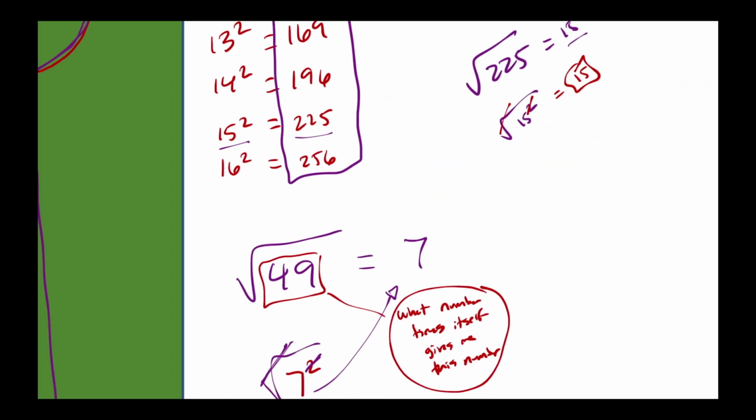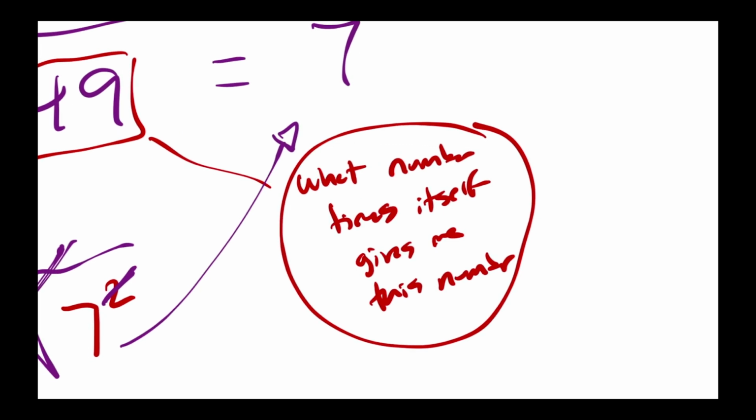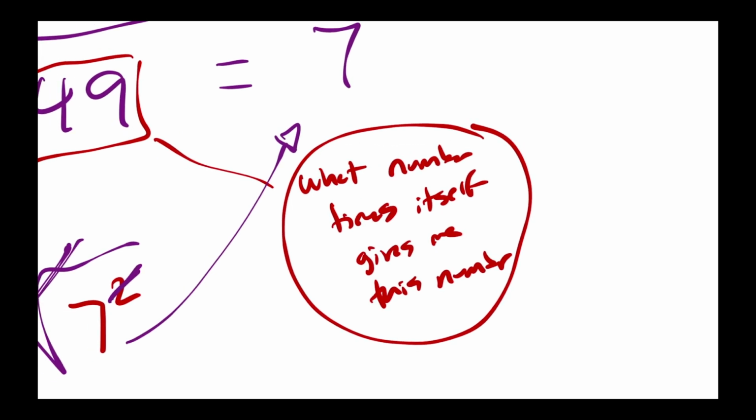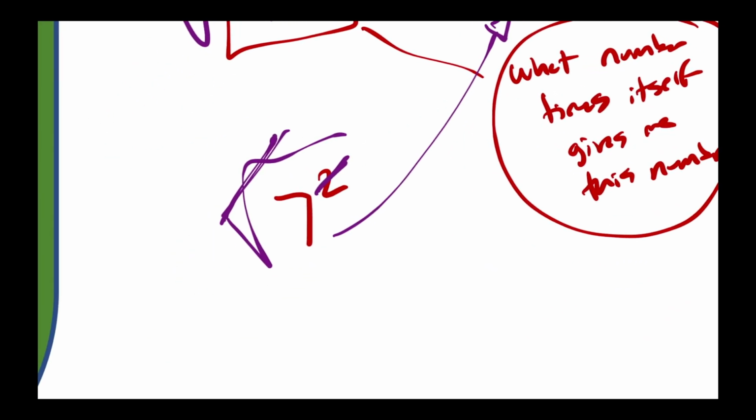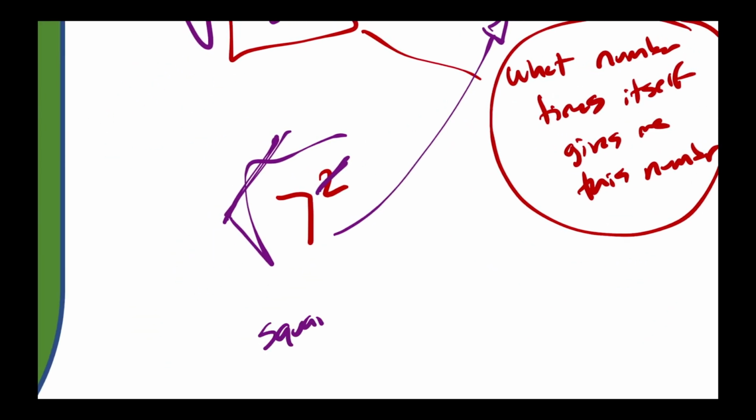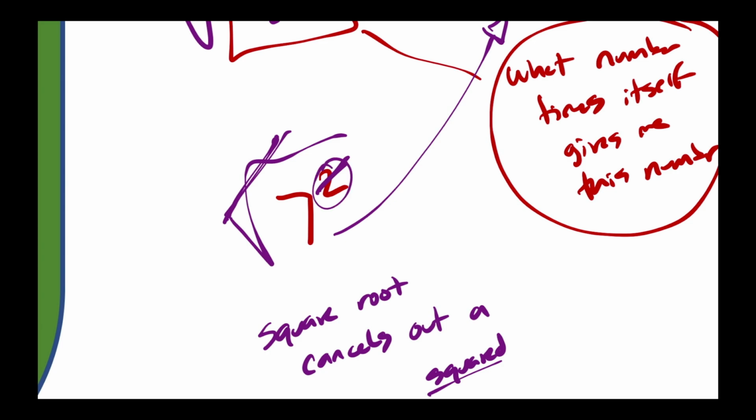Right? Square root means you can look at it two ways. It means, like someone said in the chat, thank you, what number times itself gives you this number. Or a square root cancels out a square. So the exponent 2 cancels out a square root, a squared.